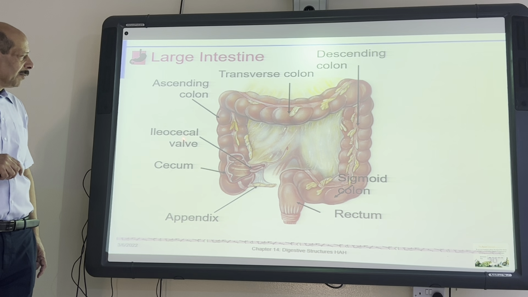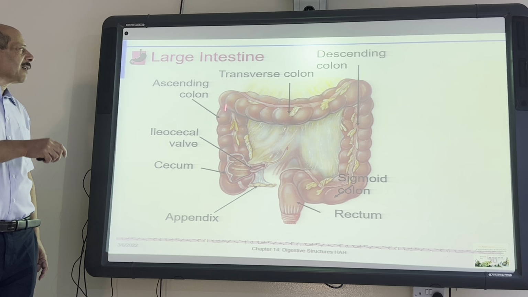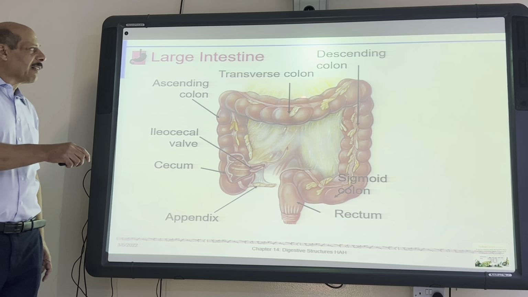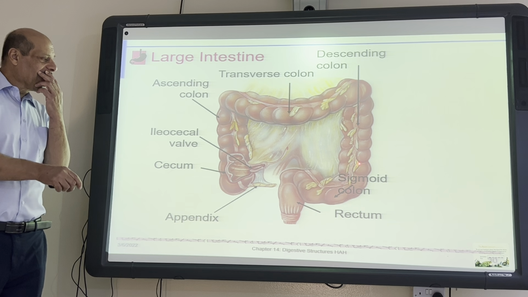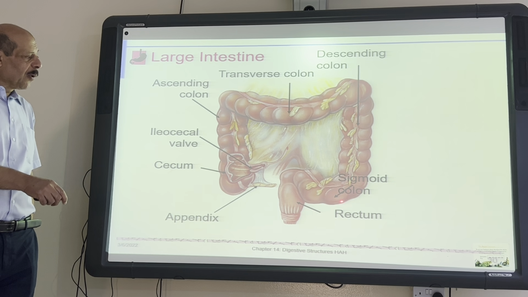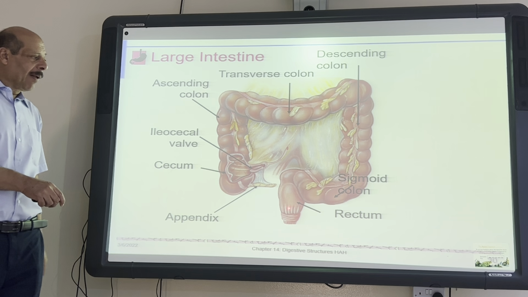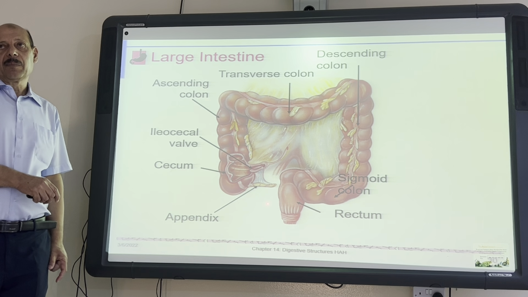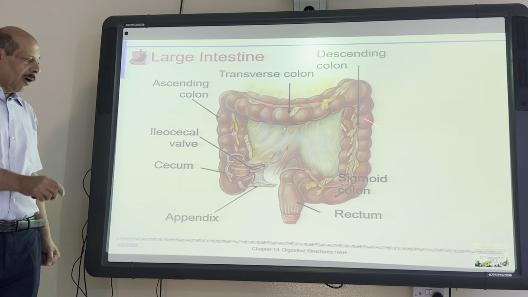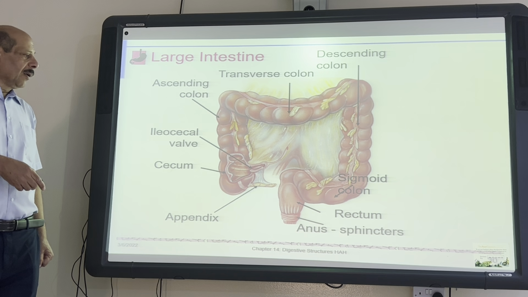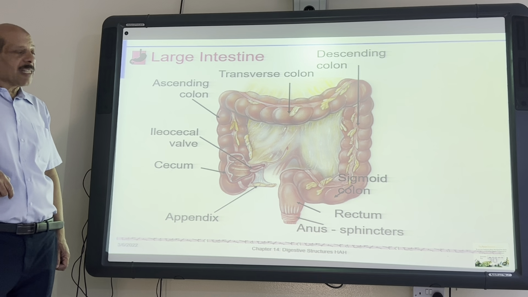So it starts from the ileocecal valve, the junction between small intestine and large intestine. This is the cecum. This is the ascending colon, the transverse colon, descending colon, then sigmoid colon, and the rectum, which opens to the outside. Then the anal sphincter.